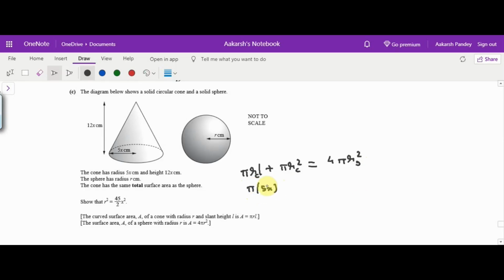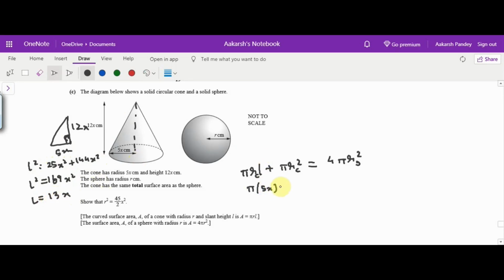5x. Now this is a right triangle. This is 12x. Here I have a right angle, and this is 5x. You see, this is a right angle. I need the slant height L. So slant height L square is 25x square plus 144x square, which is 169x square, L square. Now I take the square root on both sides. I get L as 13x.